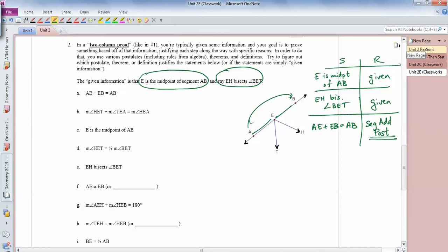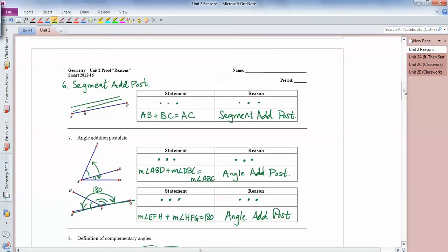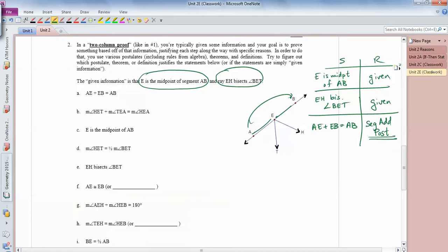And if we go back and look at the reasons that we had, segment addition postulate's up here. Notice it doesn't even matter what comes before it, right? All that matters is that the 3 points, A, B, C, are all lined up. And if we come back over here, A, E, and B, they're all lined up. So I'm allowed to just do this one. It doesn't even matter that I have this given info here. So the thing that justifies this is the segment addition postulate. Okay, so let me erase this one.